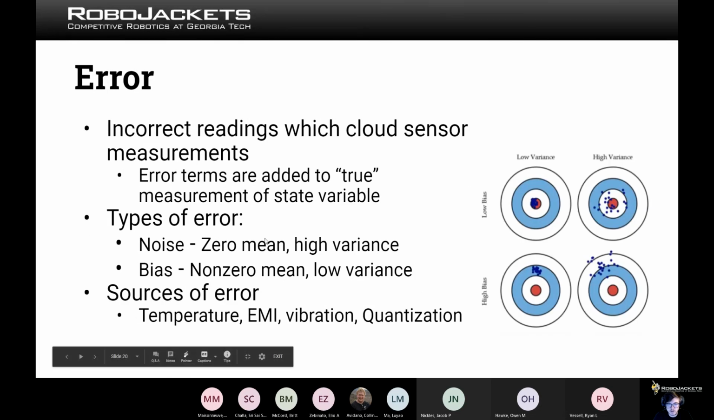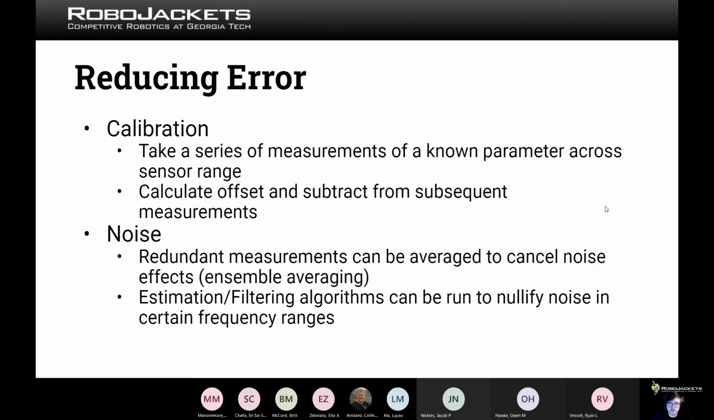And we say zero mean, right? We can take multiple samples, so we'll take all of these different values, add them up and take the average. Then it's actually close to the center. So you can use estimation or filtering algorithms to get rid of that noise. It's often high frequency noise, which is a problem.